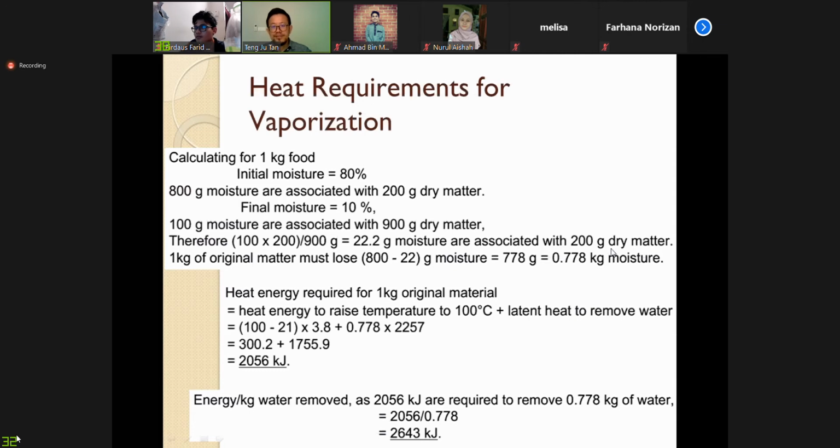So when you double check, 22.2 grams divided by the total amount of sample, which is 222.2 grams, times 100%, you get 10% final moisture. You get me? Just double check on me.